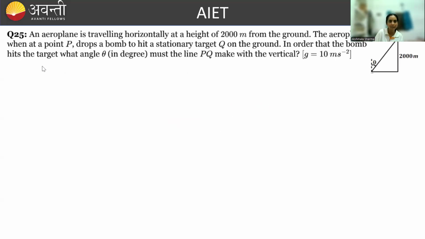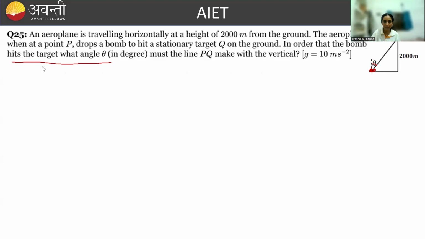An aeroplane is traveling horizontally at a height of 2000 meters. The aeroplane, when at point P, drops a bomb to hit a stationary target Q on the ground. In order that the bomb hit the target, what angle theta must the line PQ make with the vertical? It is saying that if the target is here, then at what distance it is not given, but it is hitting this. Done. So what will be this angle theta if this aeroplane is able to hit the target?